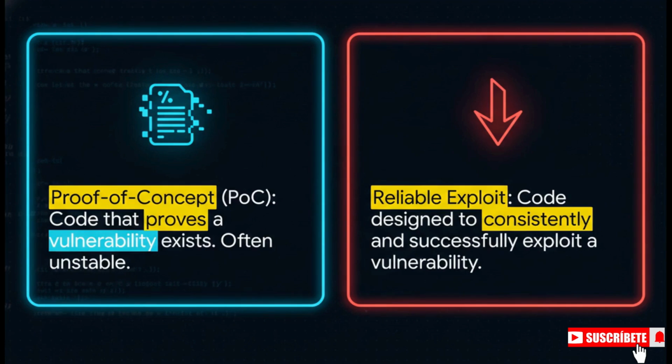Now, when you find some code, you have to know what you're dealing with. There is a huge difference between a proof of concept, or a POC, and a reliable exploit. A POC just proves the vulnerability is real. It might be clunky, unstable, it might even crash the target. A reliable exploit, though, that's weaponized code. It's designed to work and work well every time.